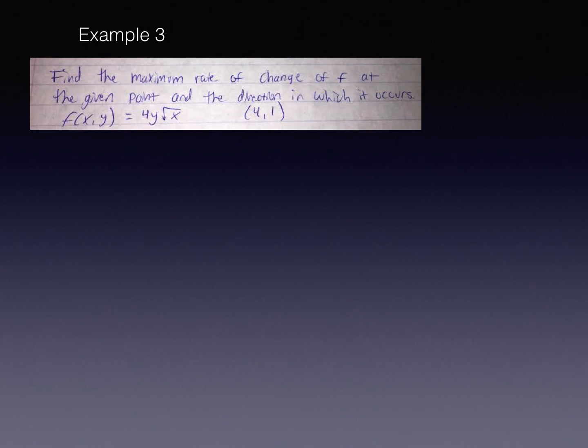And finally, I have an example for this. Let's say we're asked to find the maximum rate of change of f at the given point and the direction in which it occurs. f(x, y) equals 4y root x, and the point given is 4, 1.